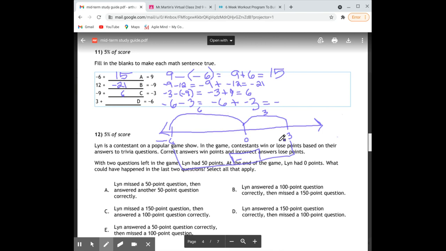Negative 9. Good. Anybody have a question about how we've been solving these?